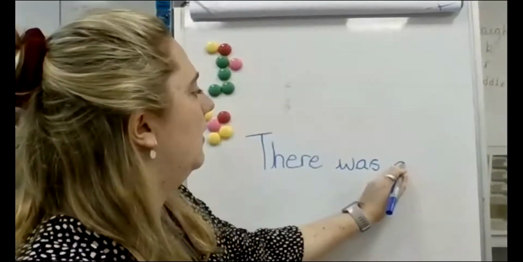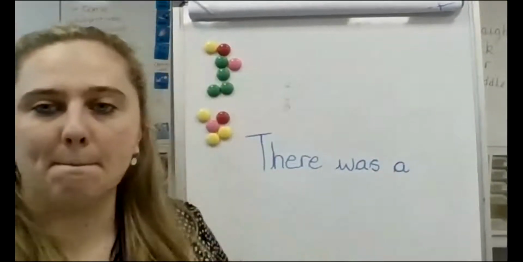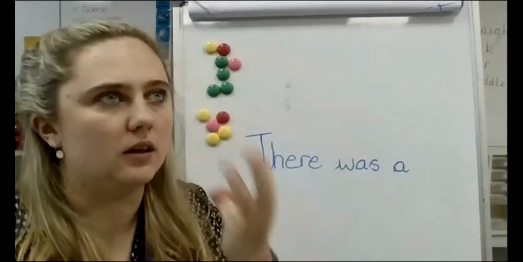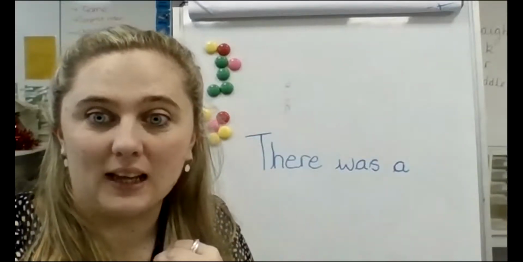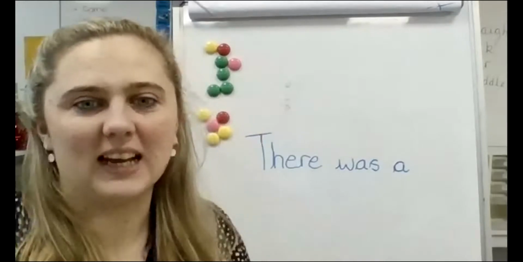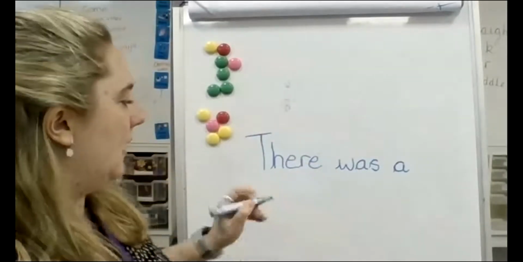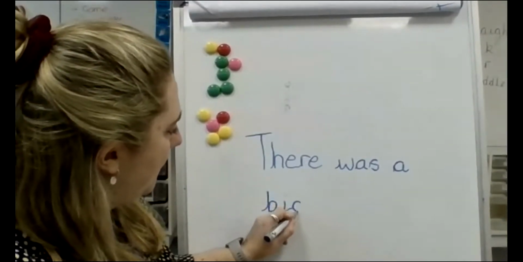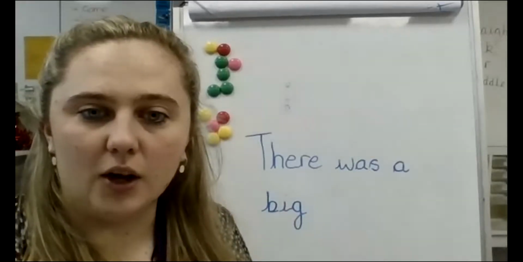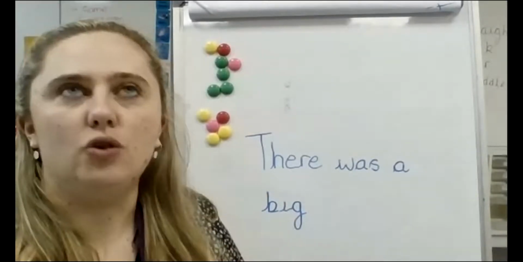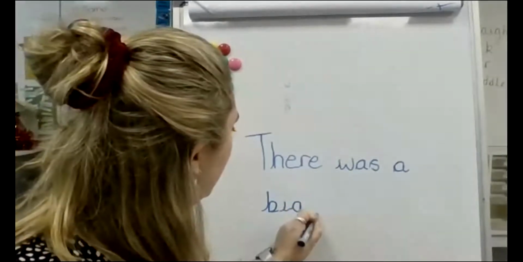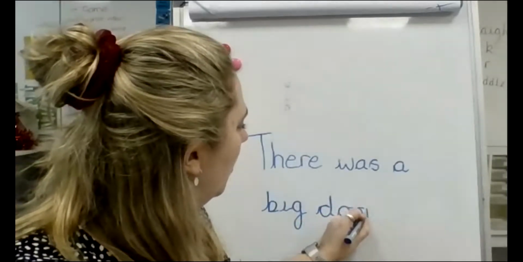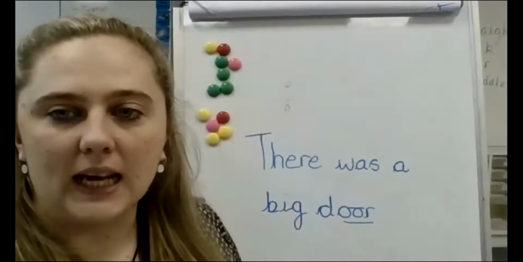Finger space. A. Big. Oh, could you sound out big for me? Big. How many sounds are in big? 3. Fantastic. Let's pinch them. Big. Big. There was a big door. Finger space, d, or. That is a special friend at the end.